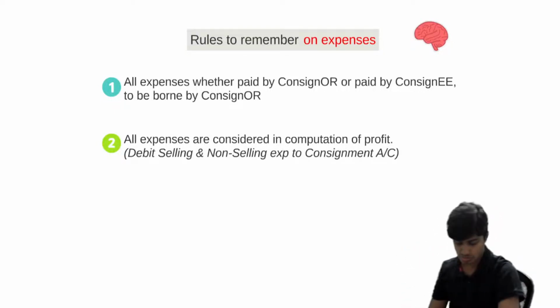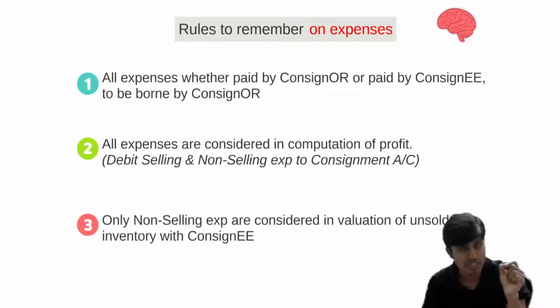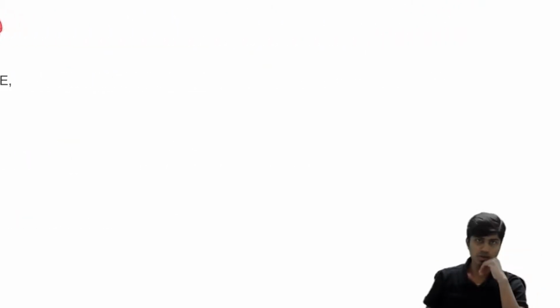I'll make you write this. See, this is how it goes. Only non-selling expenses or non-recurring expenses are considered in valuation of unsold inventory with consignee. Got it? This is with regard to expenses.